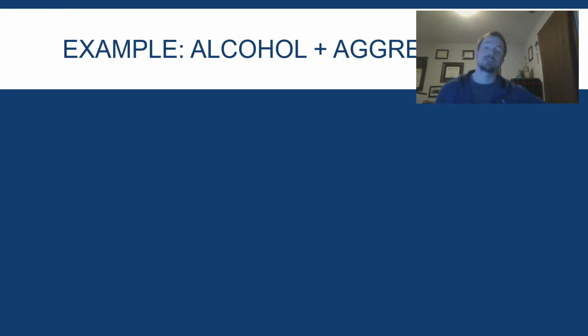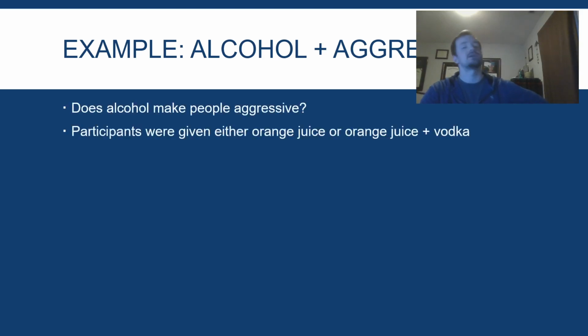We're going to revisit some of these ideas later, but for now, I want to give you one more example. This particular example is using alcohol and aggression, and so the researchers here are interested in whether or not alcohol makes people more aggressive. This one is a little bit of a tricky kind of experiment, but it's a real experiment. So what they did in this case is they gave participants either orange juice or orange juice with vodka in it.